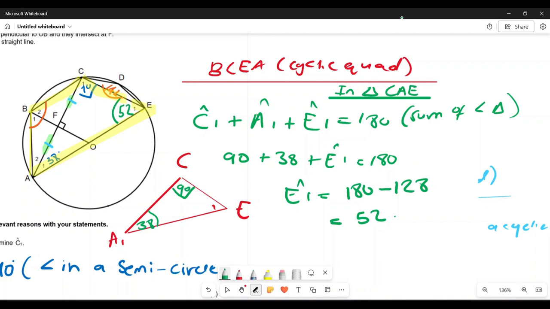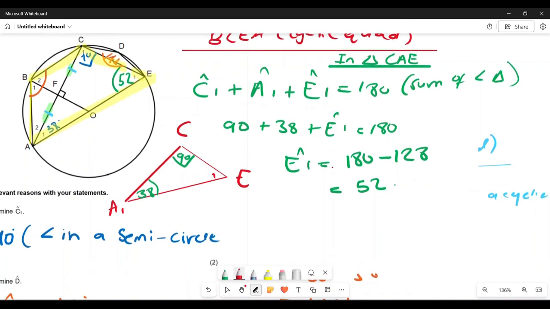And remember, I said if I could take my E1 and add it to my angle B as a whole, this should be 180. Why is this? These are opposite angles of a cyclic quad.